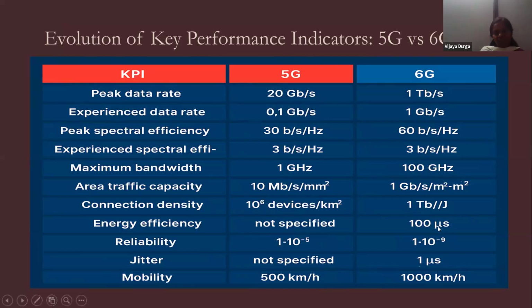And coming to latency, this one is 100 microseconds. And reliability is high, 1 to 10 power minus 1, but here 1 to 10 power minus 9 reliability is there. Jitter is nothing but delay variation. It is less than 1 millisecond, not exactly specified, but here almost 1 microsecond. And mobility is very high here, because the number of devices is very, very high and urban environments come into the picture. So mobility is also very high, and we need to tackle this mobility also.